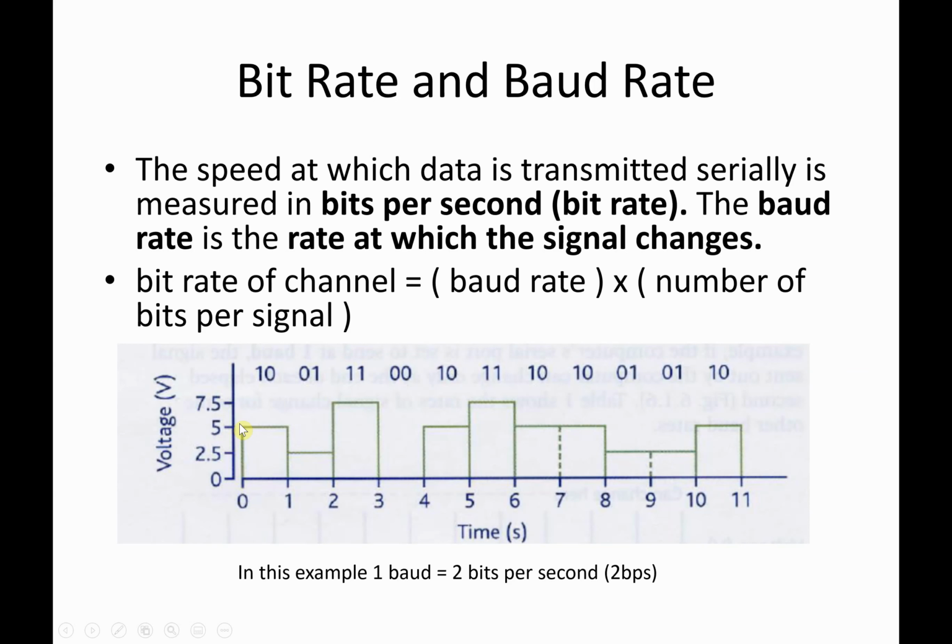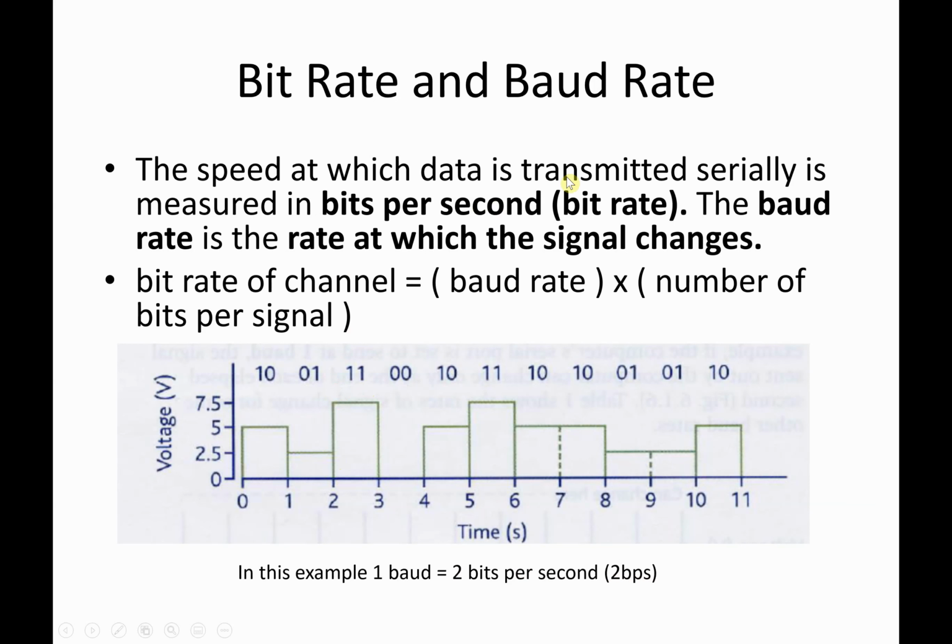What they can do though is represent more than one bit, or two bits in this case, for each signal level. All right, so the voltage 5 can represent 10, 2.5 volts is 01. Now, if I want to represent 1101, I would do 7.5 for 11, and then 01 followed by that. So you can represent any bits. But what we're saying is that each signal change here represents more than one bit. So one baud equals 2 bits per second, 2 bps.